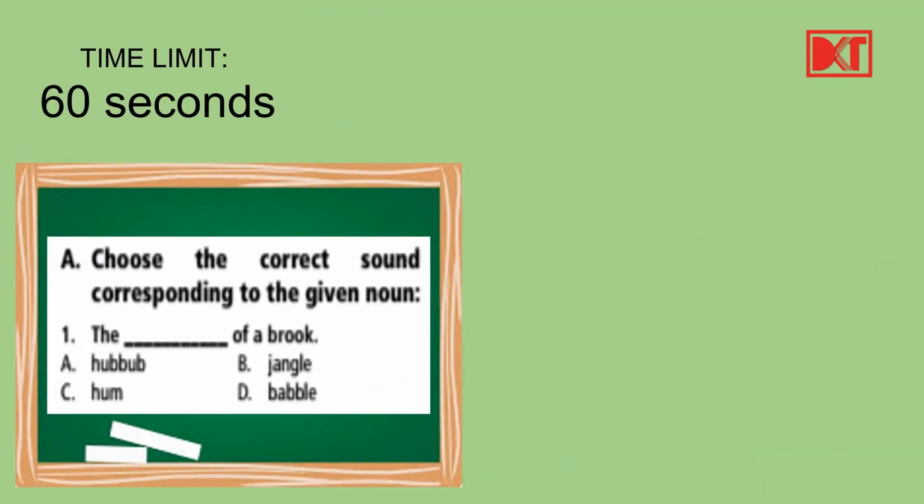Alright, so here we start with the questions. What we have to do here is choose the correct sound corresponding to the given noun, which means the dash of a brook. Now for a brook, what sound does the brook make? We have to figure that out from the given options. The hub of a brook, the jangle of a brook, the hum of a brook, or D, the babble of a brook. And for a brook, the sound it makes is a babble. The babble of a brook. Alright. That's how we will be doing this category of questions.